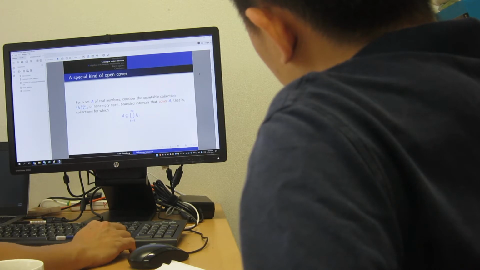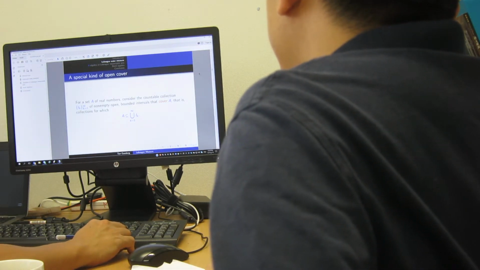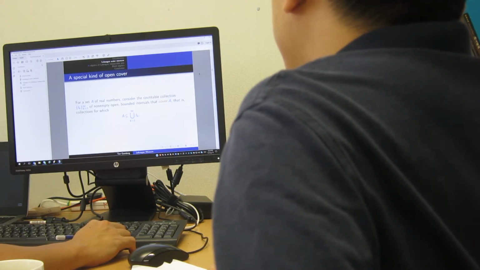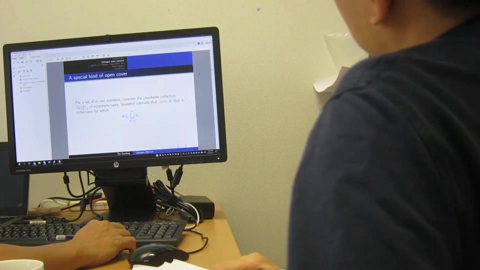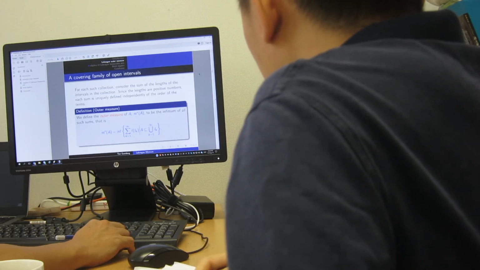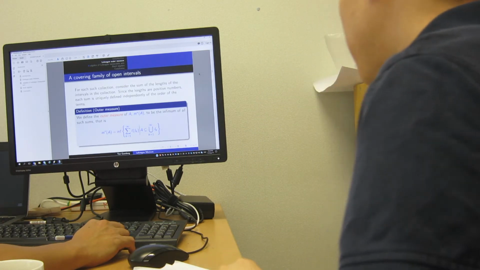Now, let us first speak about a special kind of open cover before we introduce the definition of the Lebesgue outer measure. For a set A of real numbers, consider the countable collection, which is a family I_k, where k ranges from 1 to infinity, of non-empty open bounded intervals that cover A. In this case, we can imagine that A is a subset, more formally, of the union of the I_k as k runs from 1 to infinity. For such a collection, what we consider is the sum of the lengths of these intervals to be the quantity that we want to calculate. Since the lengths are all positive numbers, each sum is uniquely defined, which is independent of the order of the terms.